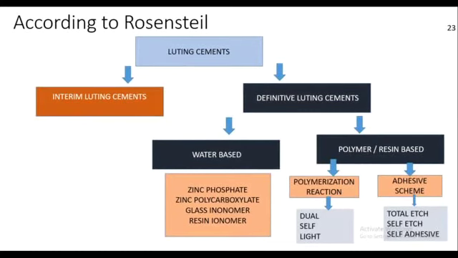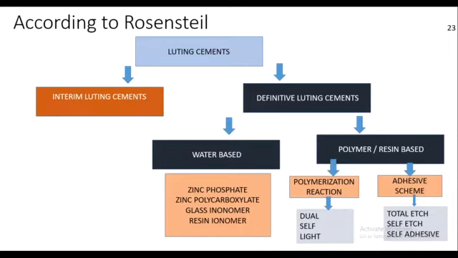Then, according to Rosenstiel, they are classified as interim luting cements and definitive luting cements. The definitive luting cements can be either water-based or resin-based. The water-based are basically classified as zinc phosphate, zinc oxide eugenol, glass ionomer cement, and resin-modified glass ionomer cement. Whereas the polymer or resin-based can be classified by polymerization as well as the adhesive schemes. The polymerization can be dual cure, self-cure or light cure.